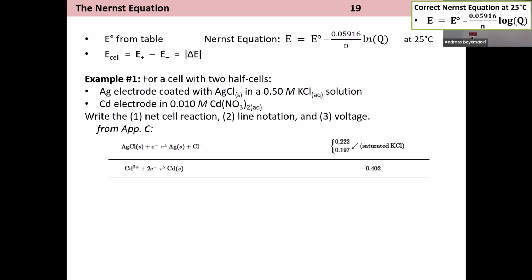That's negative 0.402 volts minus 0.136. And so that will be negative 0.538 volts. That is the standard reduction potential at the anode.